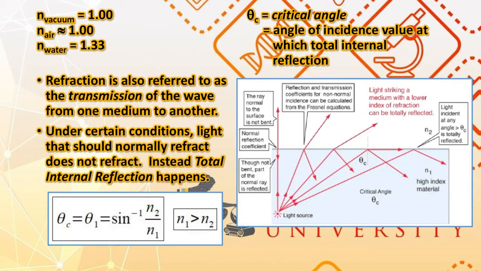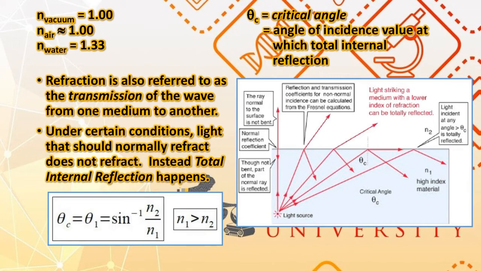Refraction of light is also referred to as transmission of light, transmission of the wave from one medium to another. Normally, both reflection and refraction of light happen. That is, when light strikes the interface between two media, part of the light will bounce off and part of the light will pass through.